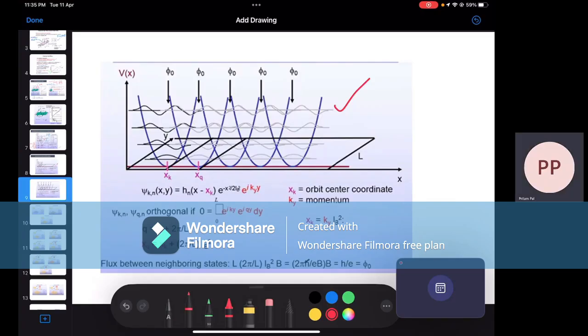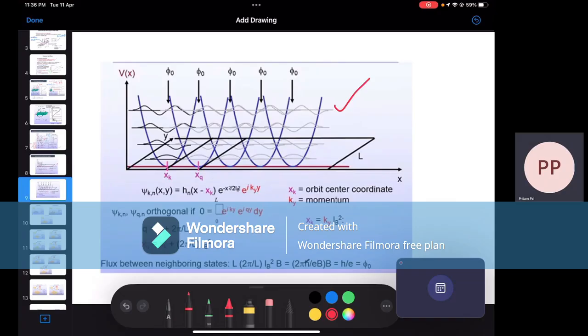So you can see that each of the states is going to be separated by one flux quantum, right? So if I know how many flux quanta I have in my sample, I know how many orthogonal electron states I have in my sample, right? Very good.